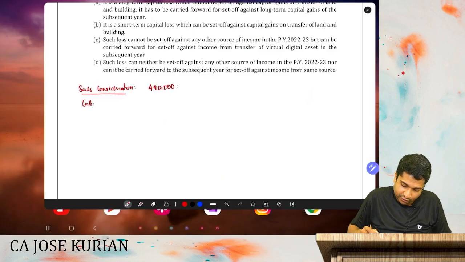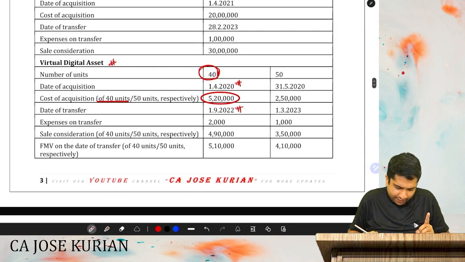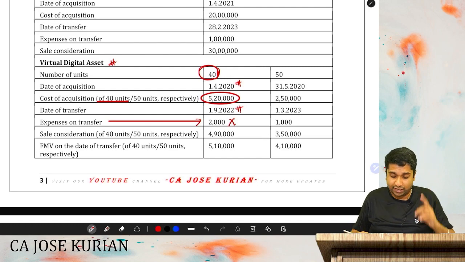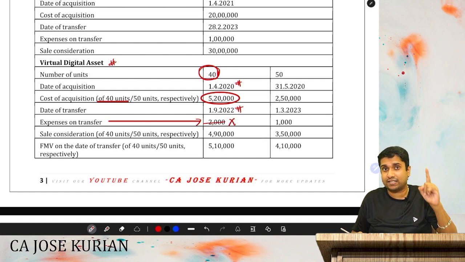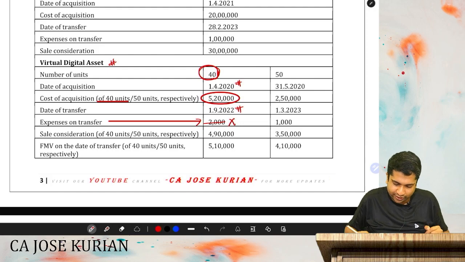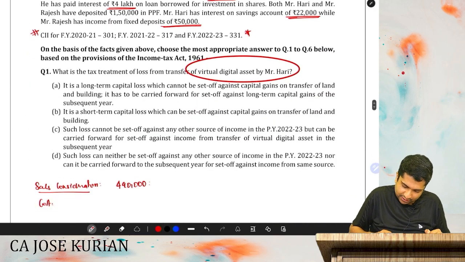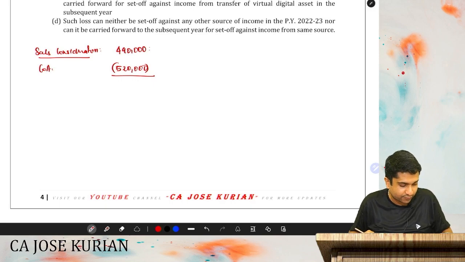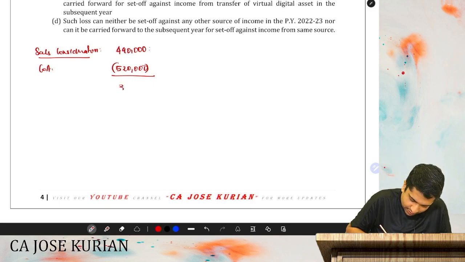So before claiming cost of acquisition, the one thing you have to be very careful about: can you claim this expense on transfer as a deduction? The answer is no. You cannot claim expense on transfer as a deduction because the one and only expense that you can claim on transfer of a virtual digital asset is its cost of acquisition. Apart from that, nothing else can be claimed as a deduction. Hope you remember that. Now, cost of acquisition is 5,20,000. So if I claim this 5,20,000 as the cost of acquisition, then how much is the loss that I'm incurring? 4,90,000 minus 5,20,000, that will be 30,000 shall be the loss.